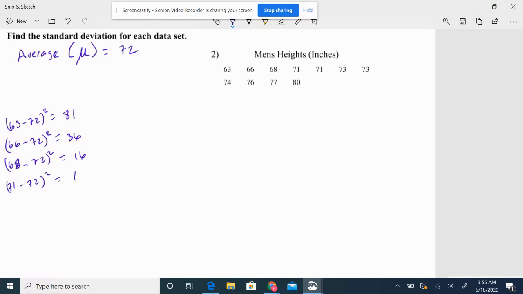I'm just going to write down my numbers. So I have 81, 36, 16. Then I have 4 ones.